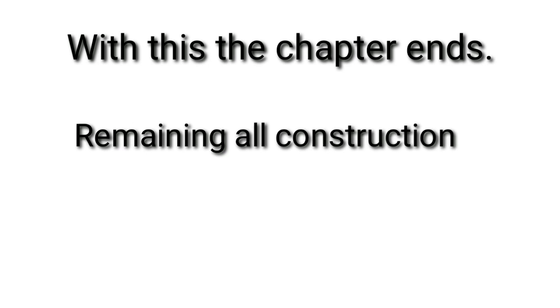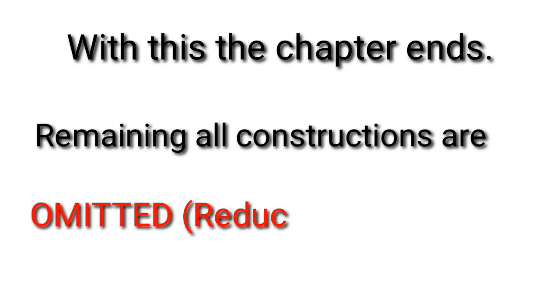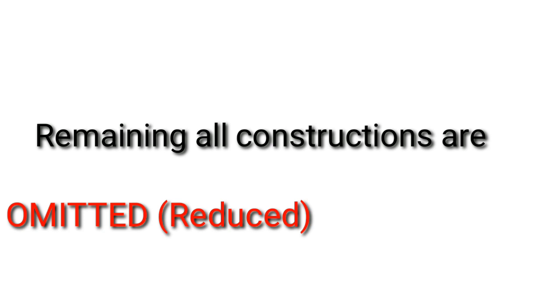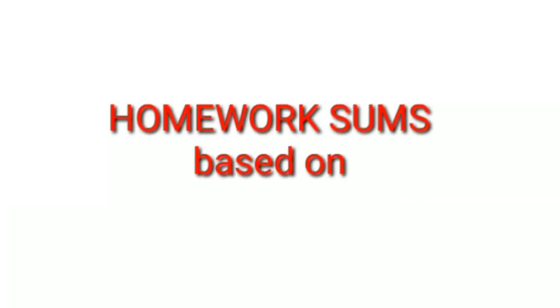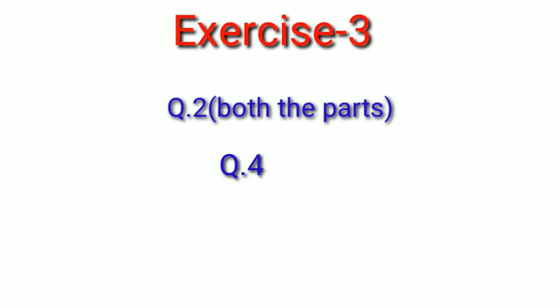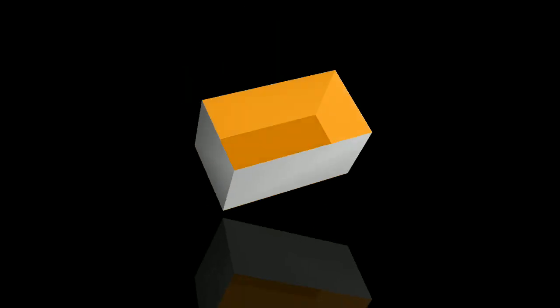Make a note, students. With this, the chapter ends. Remaining constructions are omitted from the chapter. So let's move to the homework sums. Homework sums are exercise 3, question number 2, both the parts, question 4 and question 7. Do them in the geometry copy, and keep smiling.